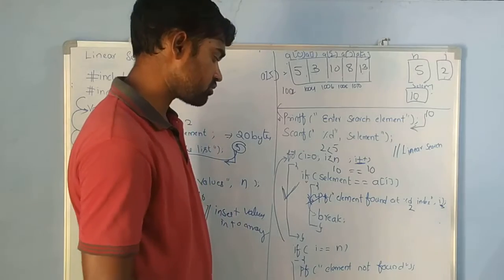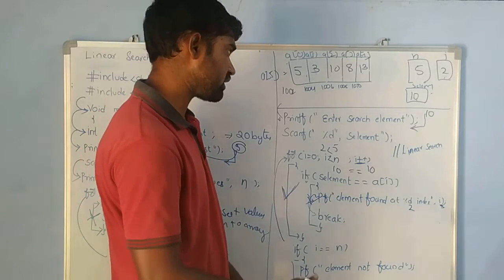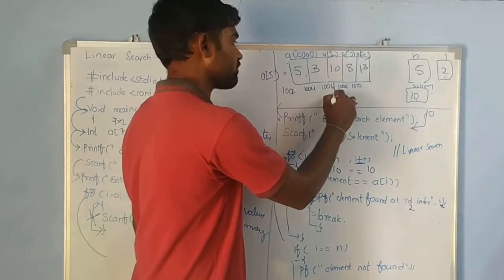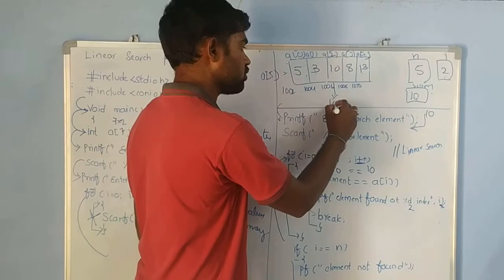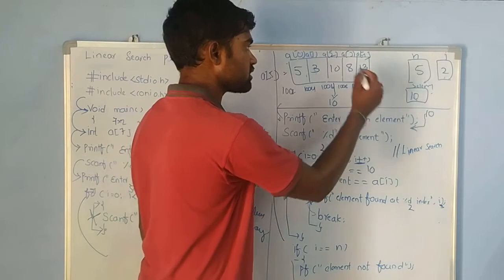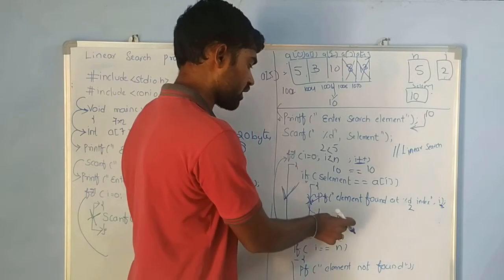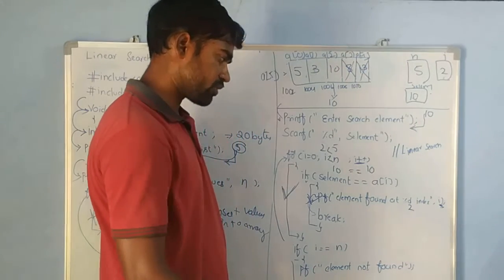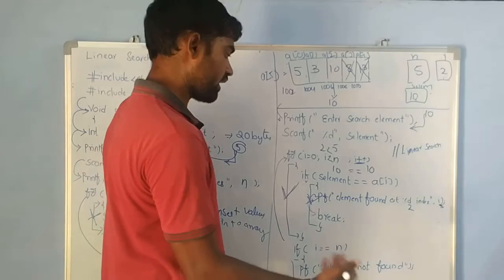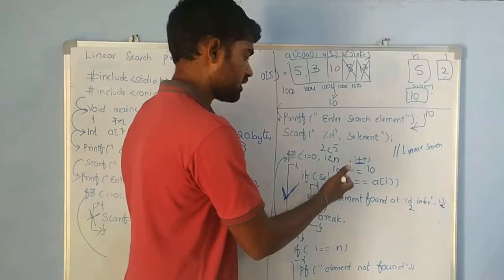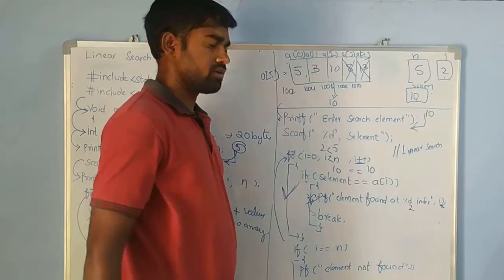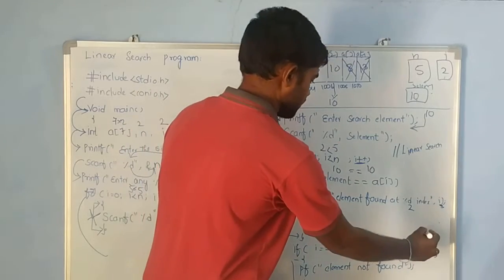So why do we need to break the procedure? Because we found the search element at index number 2, so there is no need to execute or search A of 3 and A of 4. By this we terminate the procedure after finding the element 10 in the array.